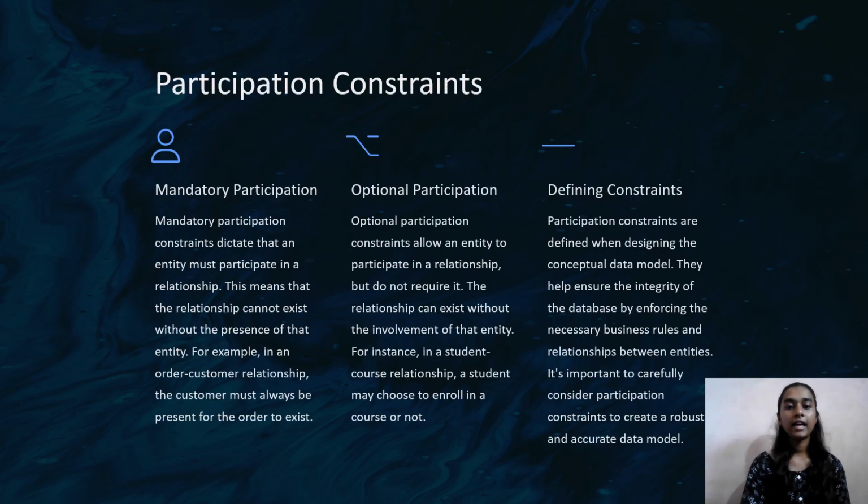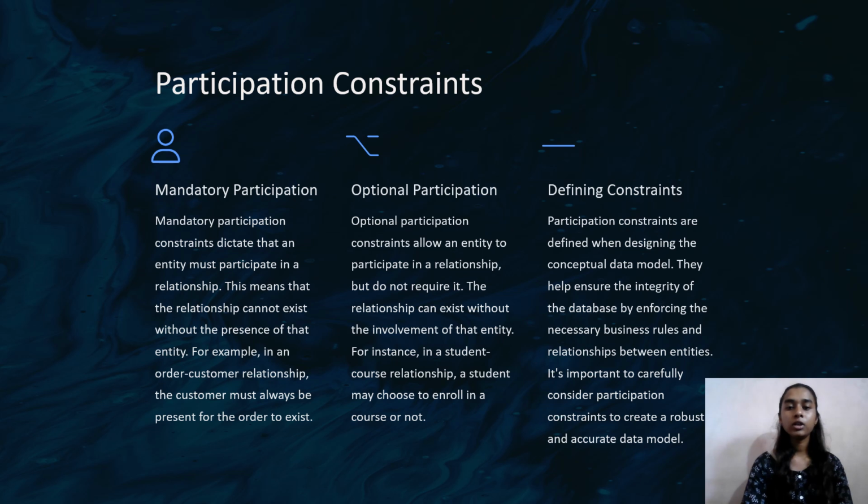Participation constraint. It has three parts: mandatory participation, optional participation, and defining constraints. Mandatory participation constraints indicate that an entity must participate in a relationship. This means the relationship cannot exist without the presence of that entity. For example, in an order customer relationship, the customer must always be present for the order to exist.